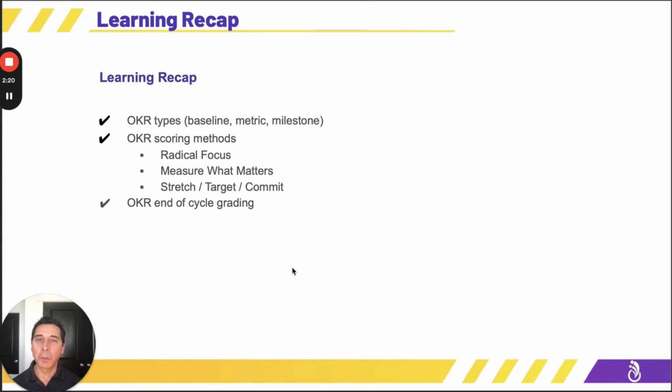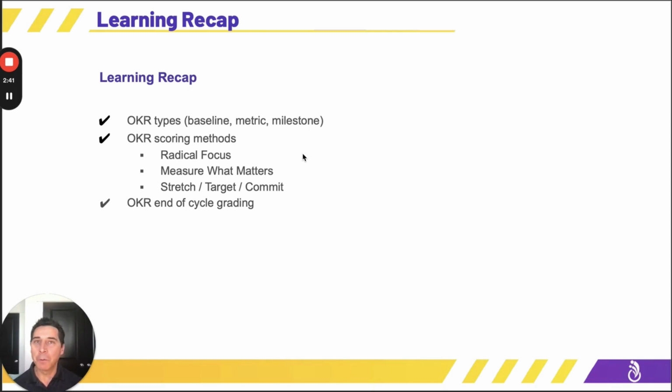All right, so our learning recap. What did we learn during this webinar? Well, we took a look at the different OKR types, the baseline, metric, and milestone key results. We revisited those definitions in terms of understanding how they apply to our scoring. And then we also looked at the different OKR scoring methods.